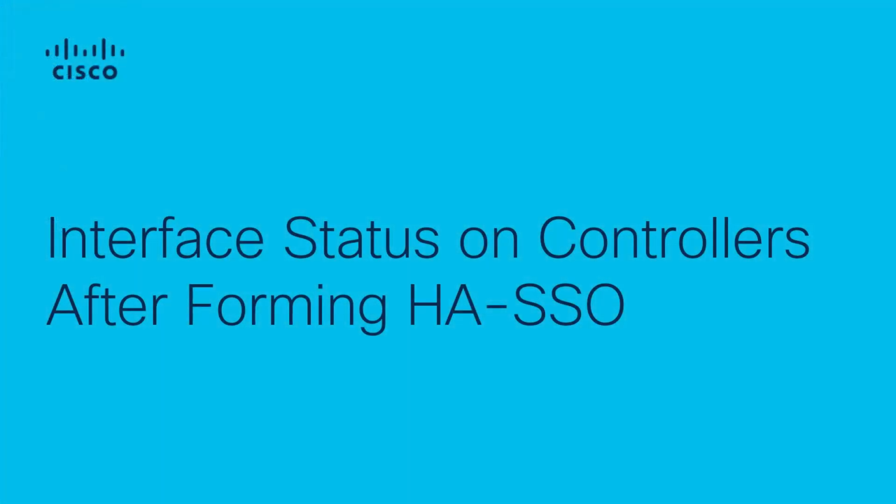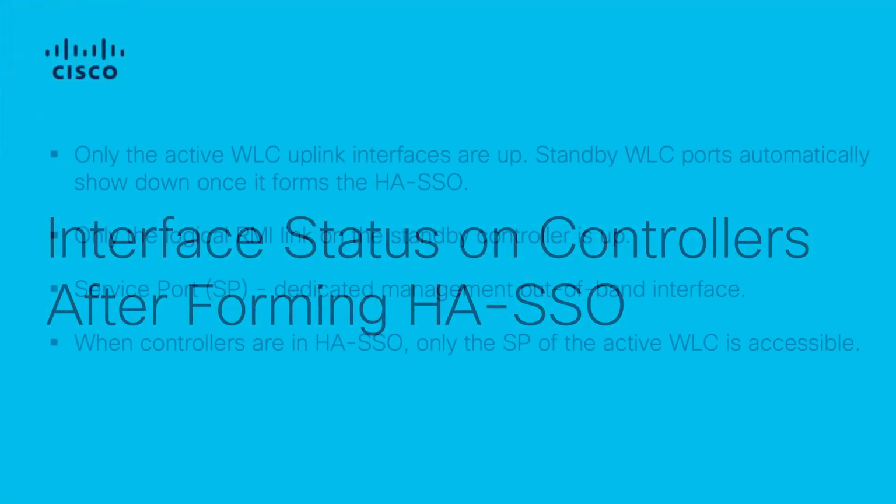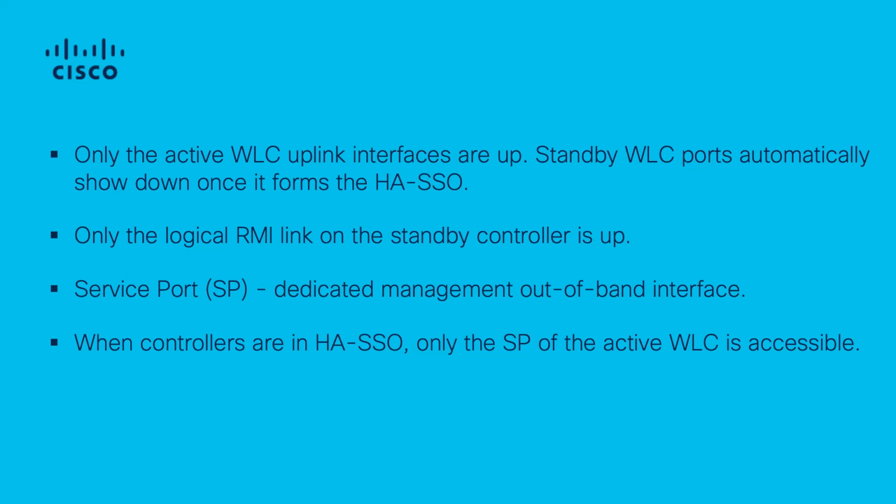These are the interface statuses on the controllers after forming HA-SSO. Only the active WLC uplink interfaces are up. Standby WLC ports automatically show down once it forms the HA-SSO. Only the logical RMI link on the standby controller is up. Service port is the dedicated management out-of-band interface. When controllers are in HA-SSO, only the service port of the active WLC is accessible.